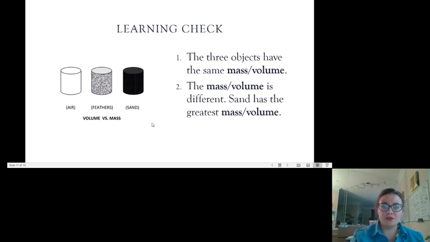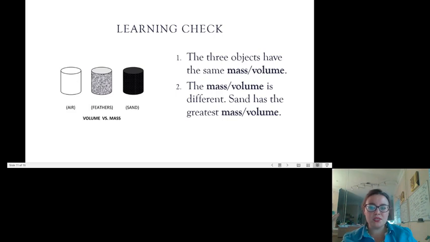So let's look at these three containers. We have air, we have feathers, we have sand. So mass is how much matter is in the object, and volume is how much space the object takes up. And so if we look at these, do they have the same mass? Do they have the same amount of particles in them? Or do they have the same volume? Do they take up the same amount of space? If you picked volume, you are correct.